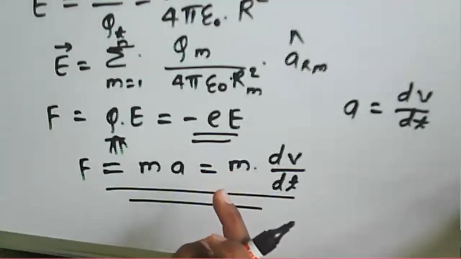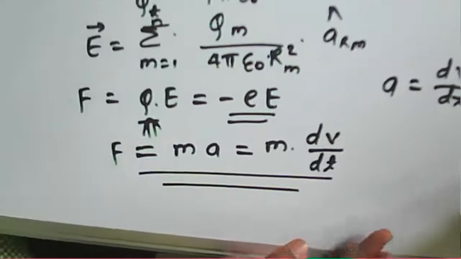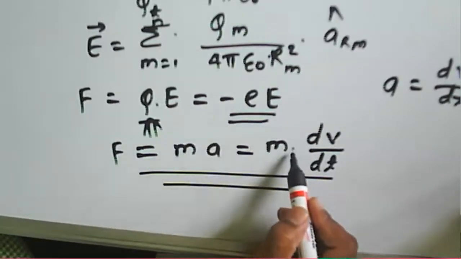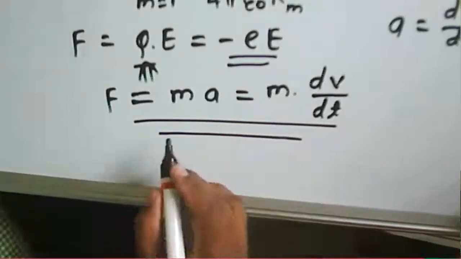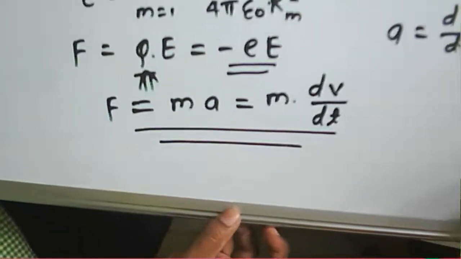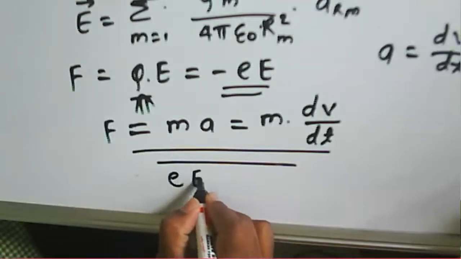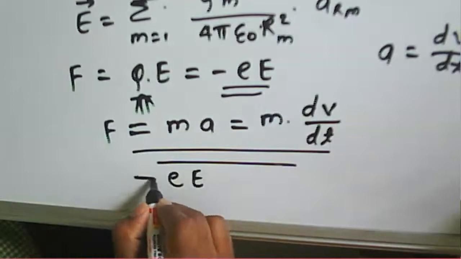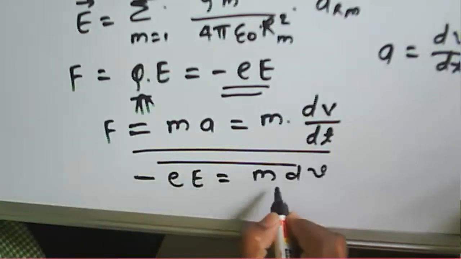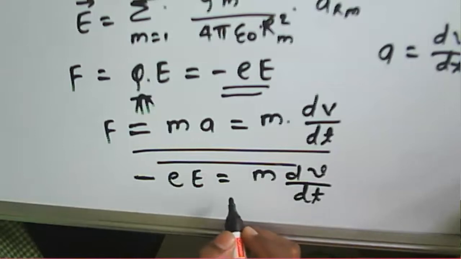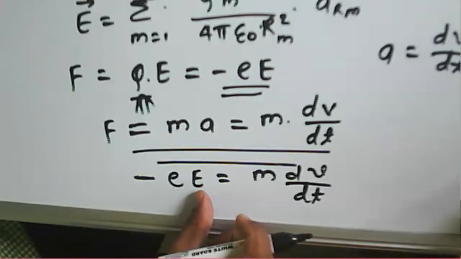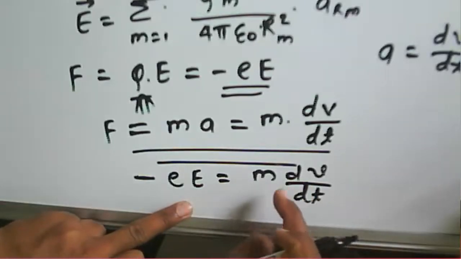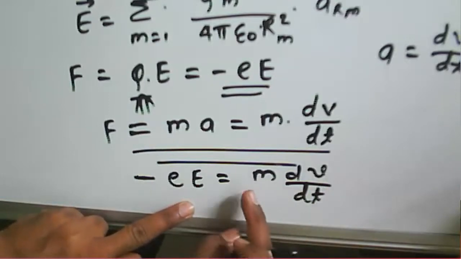If we equate these two equations, this one and this one, we will get this term. Now we'll equate this term. In that case, the equation becomes minus e into E is equal to m dv by dt. Or we can write that E is equal to m by v into dv by dt. So this is our equation.